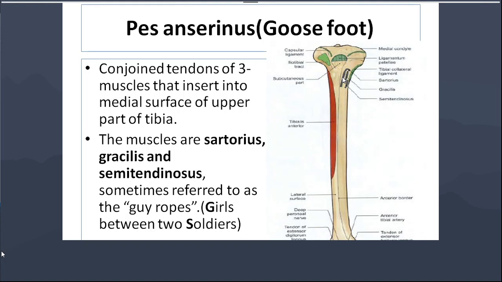Now coming to the arteries of the back of the thigh. Please try to understand, this is the most important topic. Arteries of the back of the thigh. Now we can see the main course of the femoral artery. The femoral artery gives one branch, that is the profunda femoris artery. This profunda femoris artery is a branch of the femoral artery.